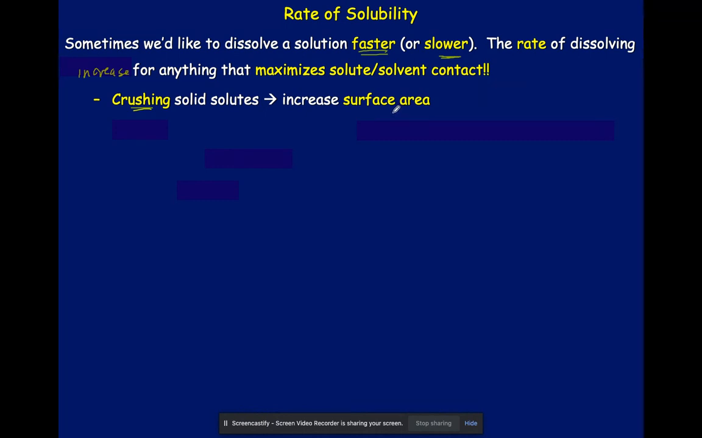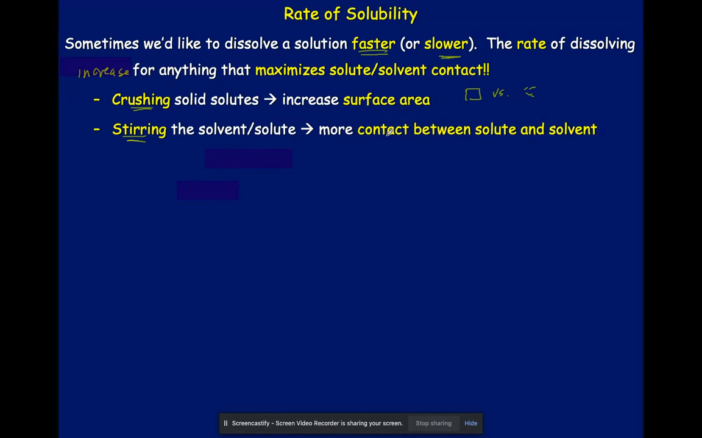When we talk about powdered sugar versus sugar cubes, you can probably realize that powdered sugar, in small little particles, would dissolve a lot faster than a sugar cube. We could also talk about agitation, or stirring the solvent mixture. If you mix that around really well with a stirring rod or your spoon, as long as you mechanically move it, you're allowing contact between the solute and solvent. As long as you have more contact between solute and solvent, you can effectively make it dissolve faster.